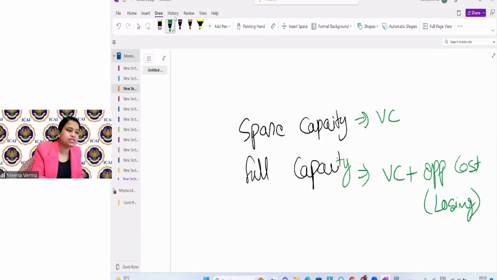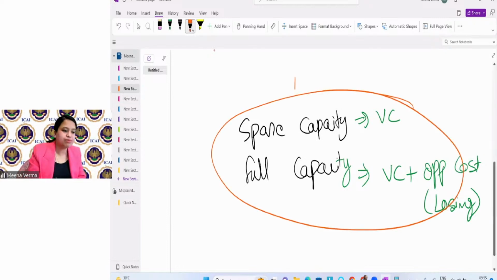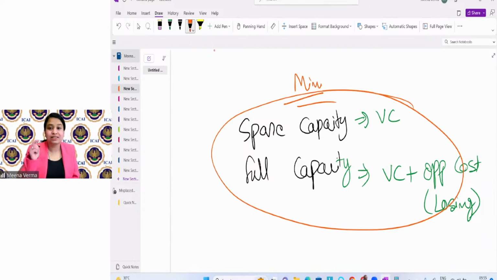Keep it in mind. Look, you don't have to remember anything more than this, just this much. This is the minimum expectation of the division when you are deciding the transfer price. When there is spare capacity, variable cost. When it is working at full capacity, it wants to recover both variable cost as well as opportunity cost. It wants to recover both.